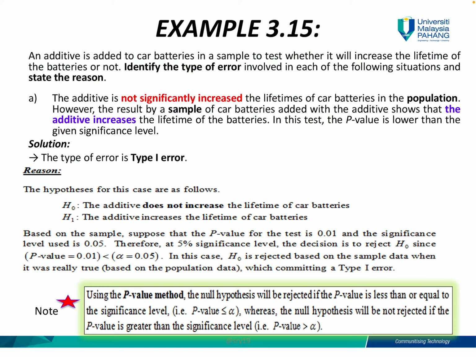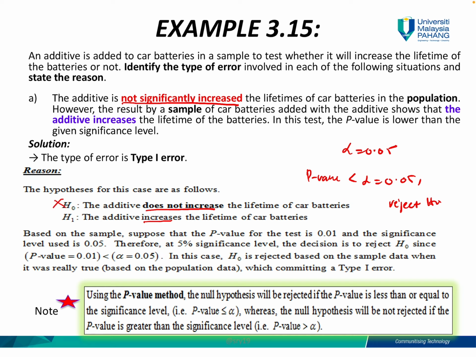Why? The H null here is not significantly increase, so the additive does not increase. This is the H null, and the alternative is increase. The p-value is lower than the given significance level. So alpha is 0.05 and the p-value is less than that, so you reject the H null. You reject H null.